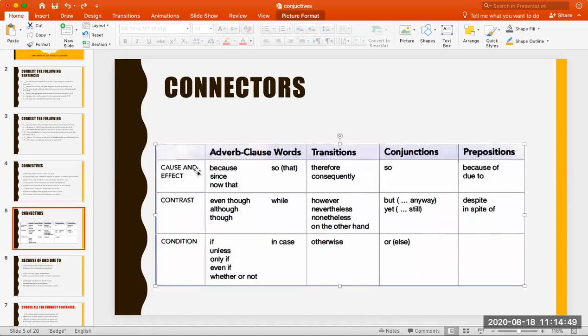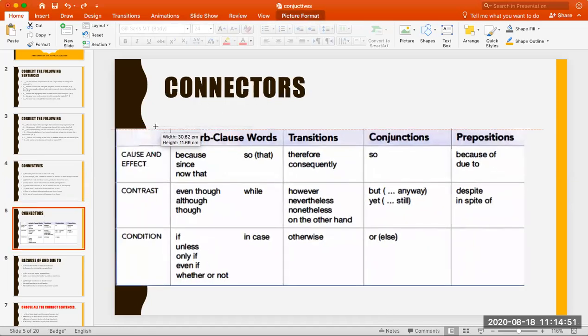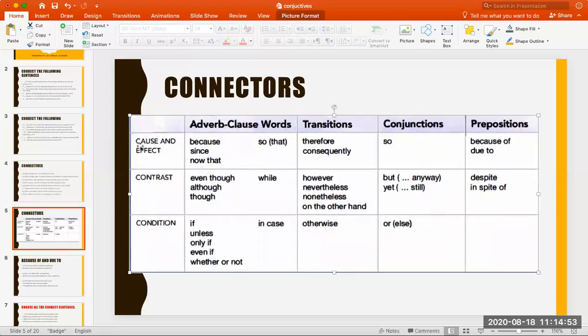Now, this is a table from your book again. If you look at the table carefully, again, cause and effect, contrast, and condition. So to talk about cause and effect, we use because, since, now that, etc. And so that. So that is different from so in the fanboys. These are subordinators. These make complex sentences.